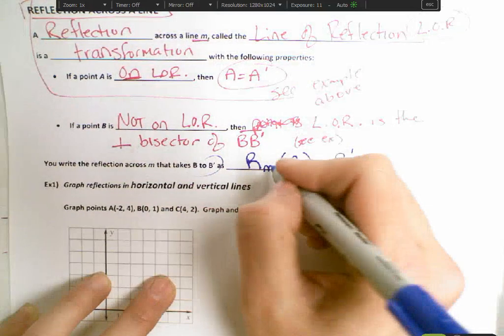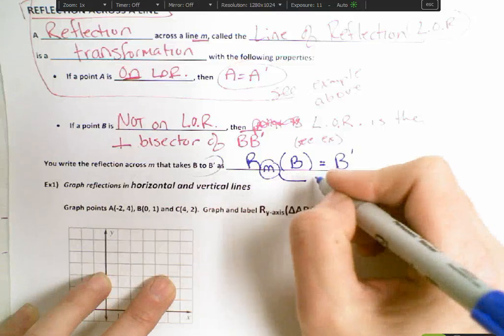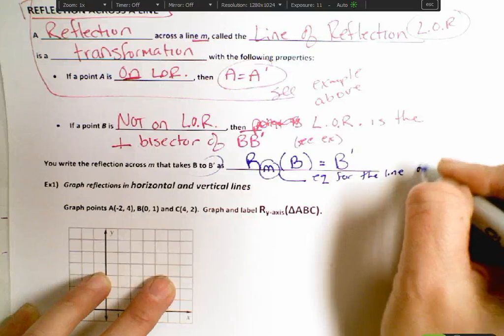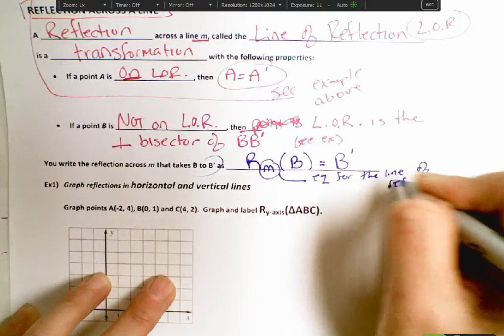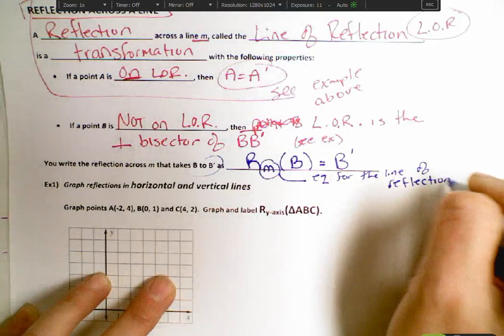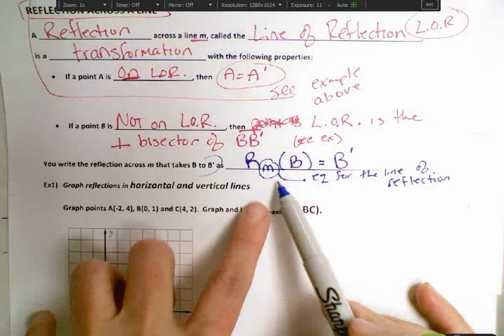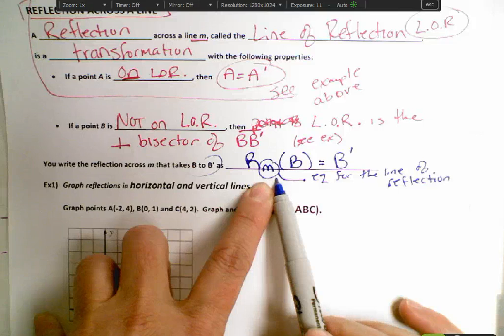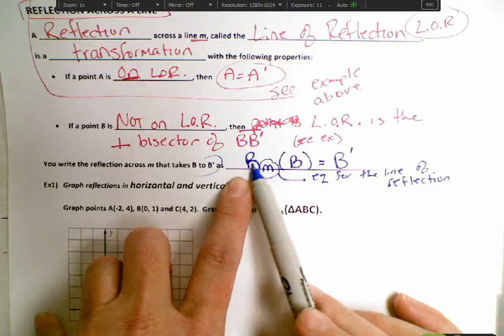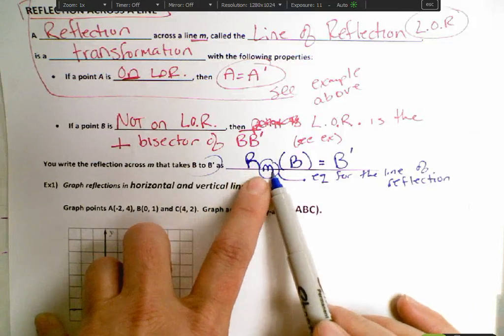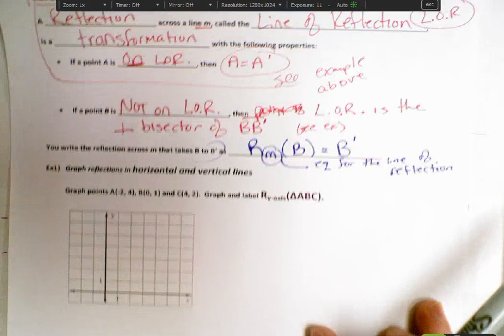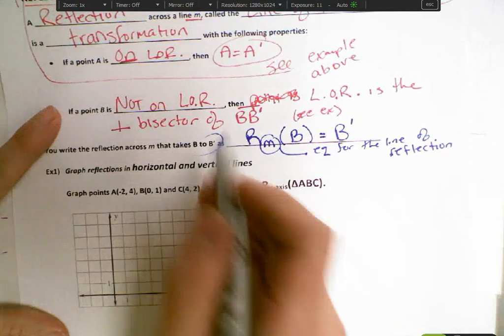So in this case, this sub M is the equation for the line of reflection. Just like before we had a vector for a translation where we moved some stuff up and down, this sub behind the reflection tells me what line of reflection I'm going to use. So that's my line of reflection. So let's try one.